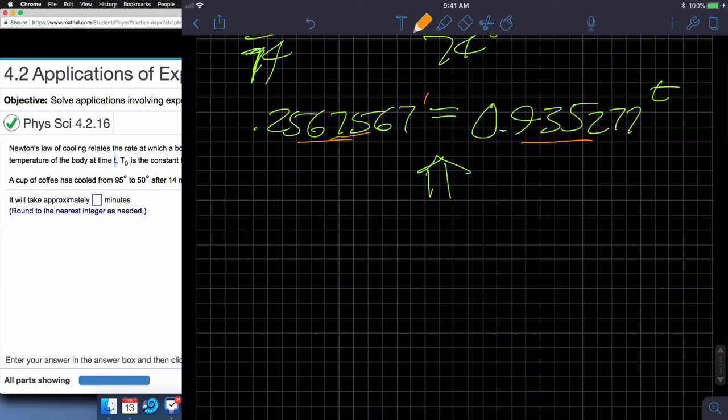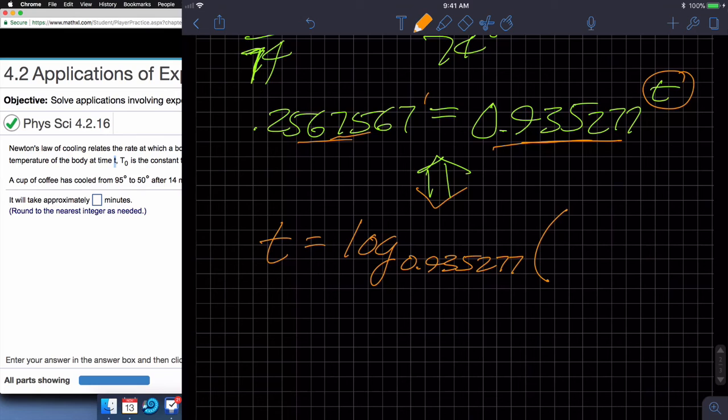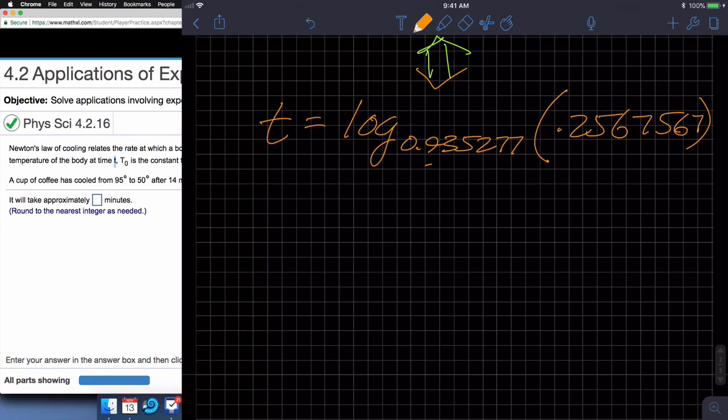But I'm going to change it to logarithmic form. And how do I do that? Remember, this is the thing that I solve for, and it's all by itself. That's the thing that's hard to get by itself. And so I'm going to have a log with this base. So the log of base 0.935277, and I'm taking the log of this number, 0.2567567.